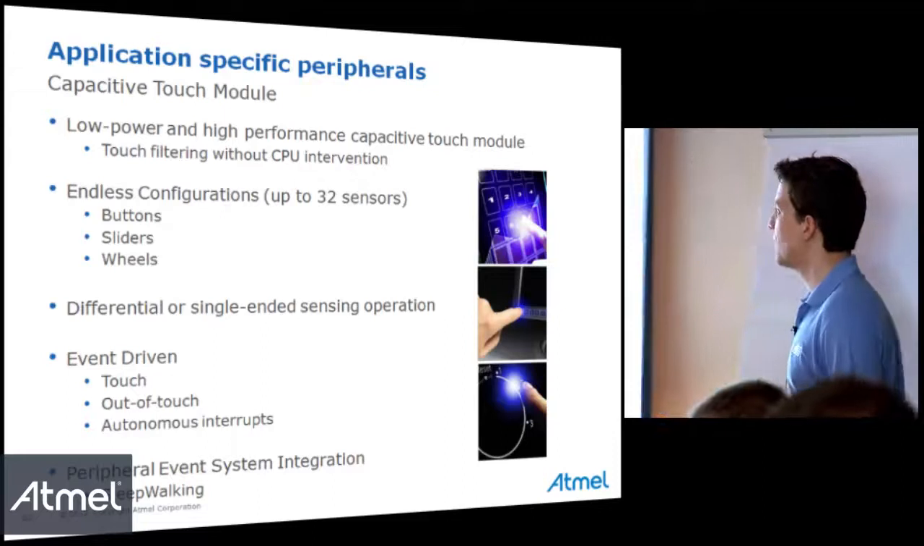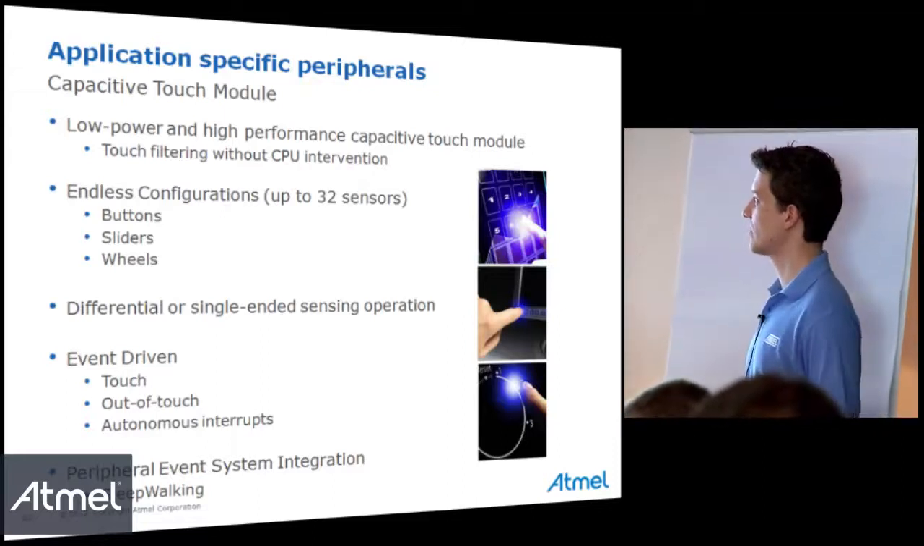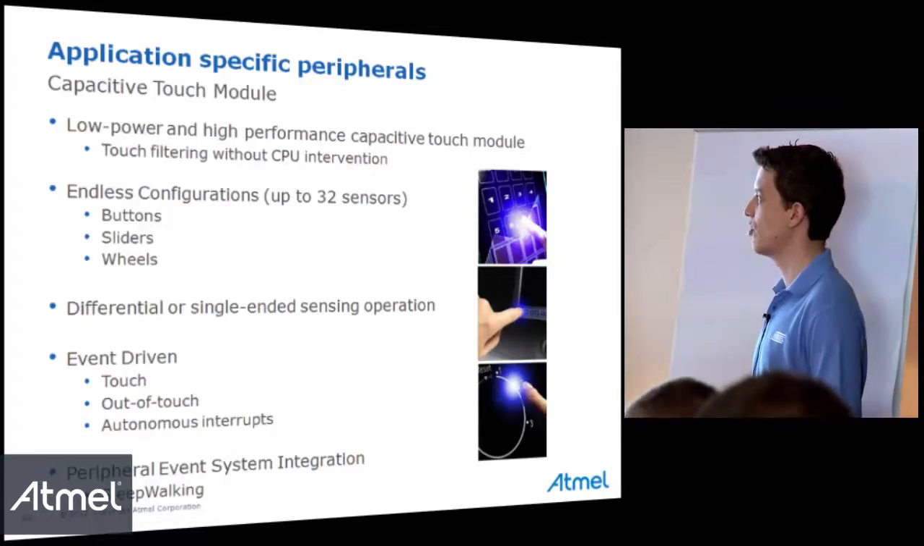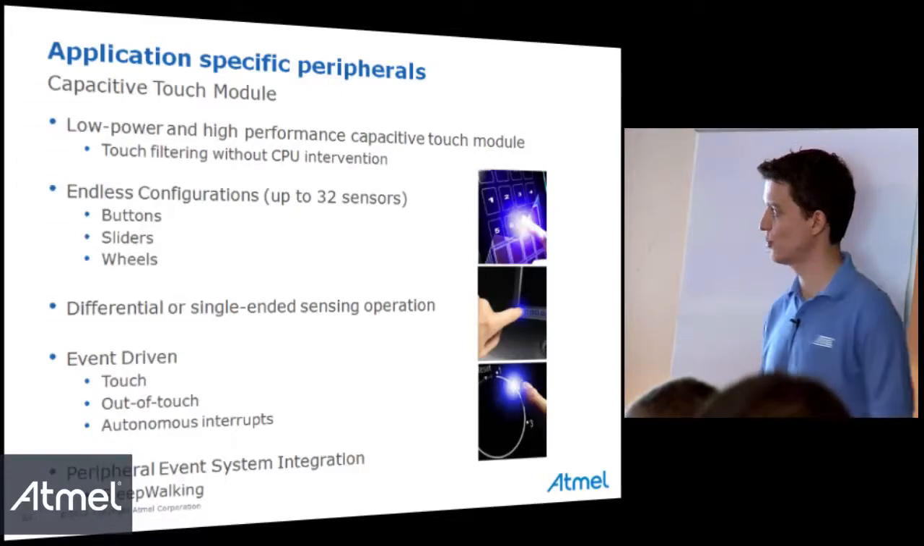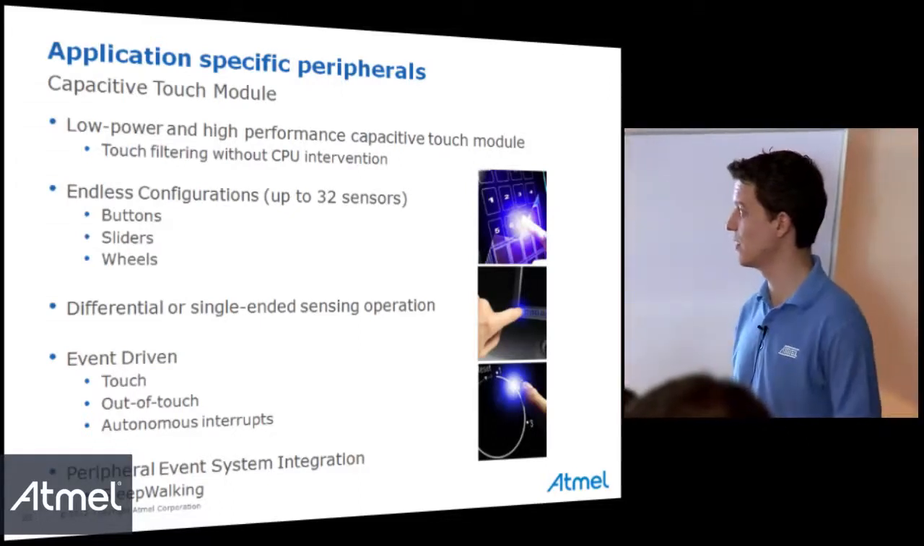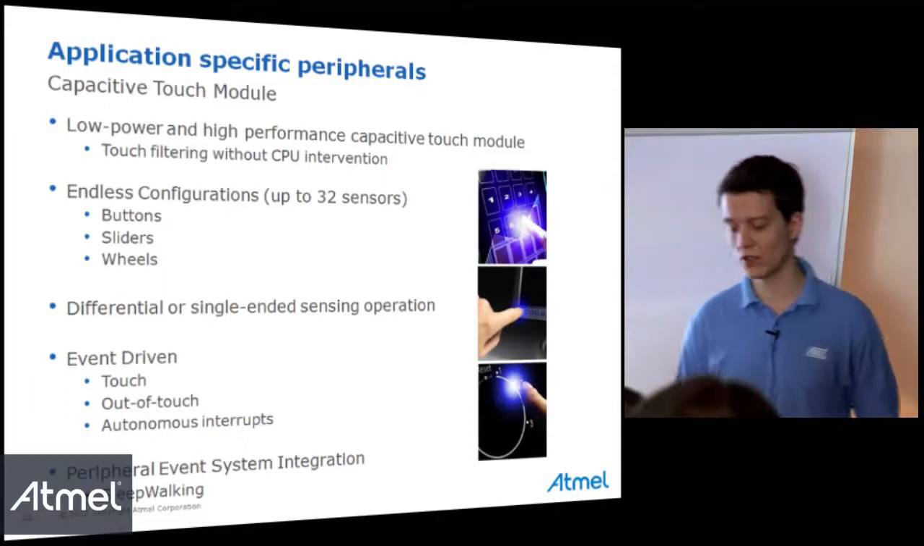Next peripheral, so application peripheral, is the capacitive touch module. It's a low power and high performance capacitive touch module, with integrated touch filtering.